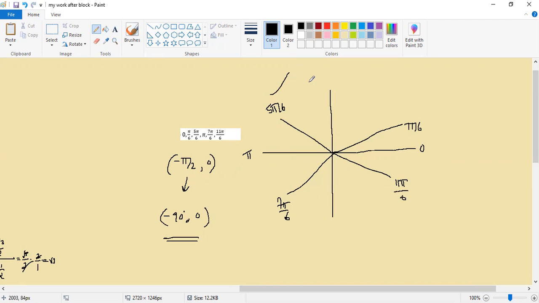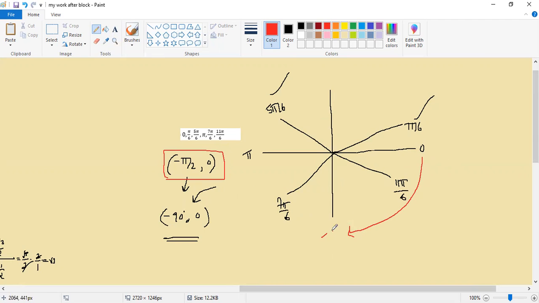5 pi over 6 is, I think, 150 degrees, and pi over 6 is 30 degrees. 7 pi over 6 is 210 degrees, and 11 pi over 6, I think, is 330 degrees. And none of these angles fall within this particular range. So should we instead conclude that there are no solutions for this particular interval with this particular equation? Well, that's not entirely true. First, let's try to locate the quadrant which is relevant to us. We're talking about negative pi over 2 to 0.